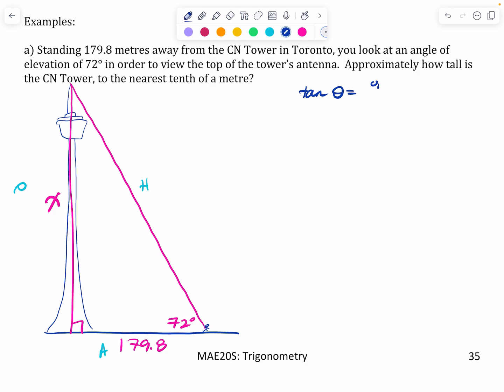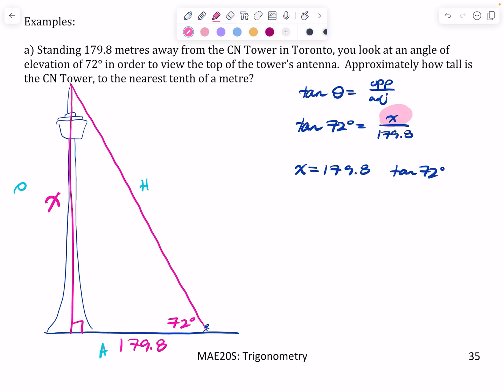Tan theta is opposite over adjacent. Fill in what we know. Tan of 72 degrees is x over 179.8. And as we may recall from the last lesson, we're going to take the 179.8, we're going to take the tan 72, and because x is on top, we're going to put multiplication between them and get an answer. So punch this into your calculator.